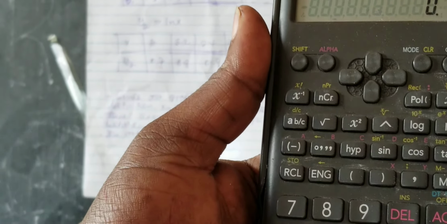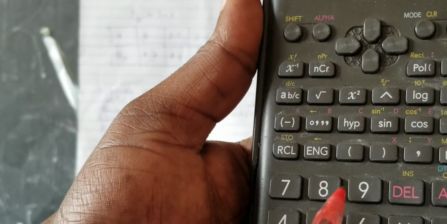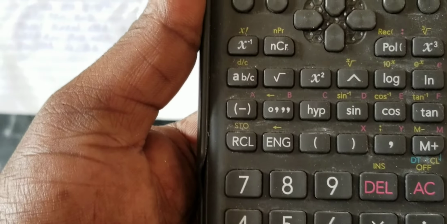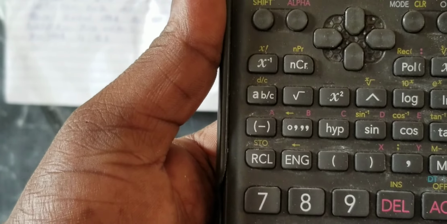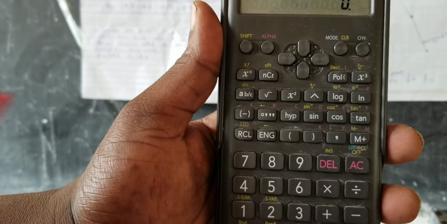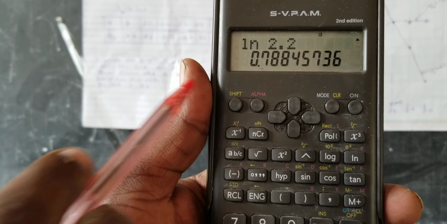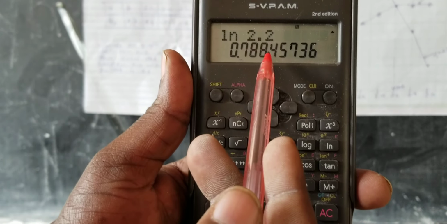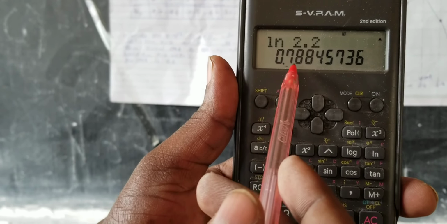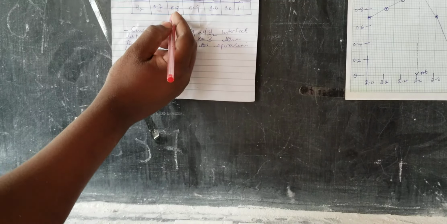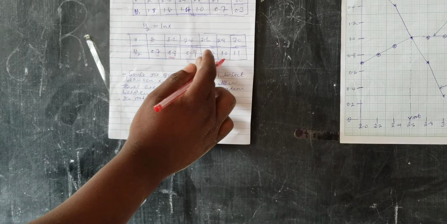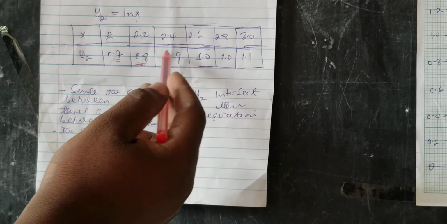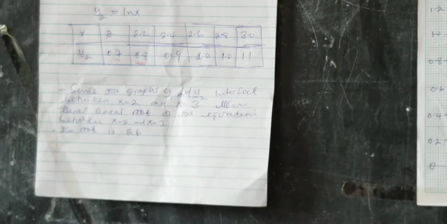Also, use the button for natural logarithm to get ln of 2.2. The next value there in the graph was 2.2. Then you get the answer, which is 0.788. But since we are just estimating, you can approximate this one to 0.8, and that's why we have used 0.8. So you repeat the same procedures for 2.4, 2.6, and you get the answers.